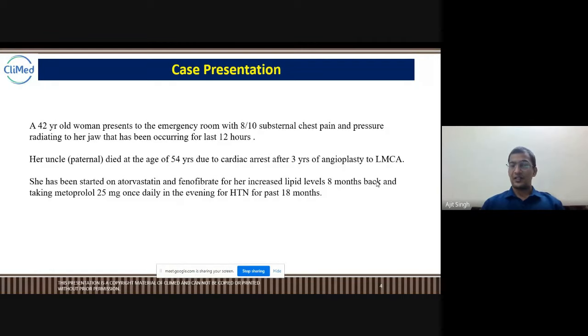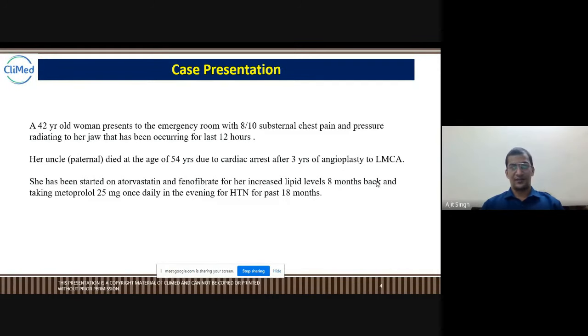Her uncle, father's brother, paternal uncle, died at the age of 54 years due to cardiac arrest after 3 years of angioplasty to LMCA. LMCA is the left main coronary artery, left side coronary artery. So if we calculate the age, he got the myocardial infarction at the age of 51, right? Her uncle. Then she has been started on atorvastatin and fenofibrate for her increased lipid levels 8 months back.